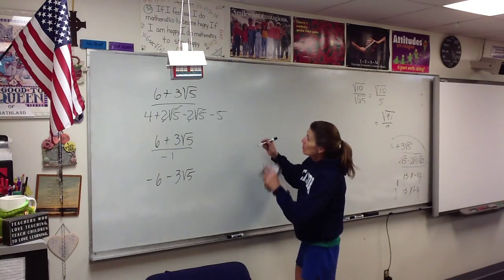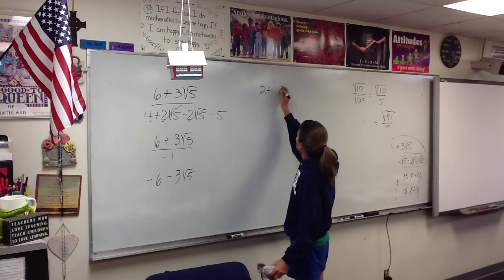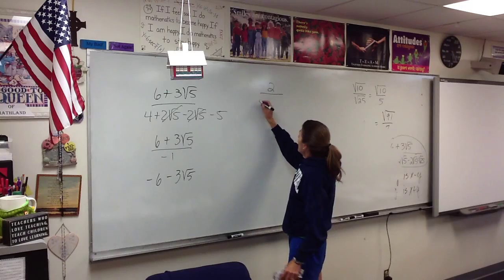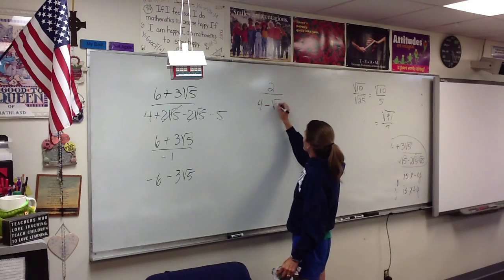All right, so let's try one more of these. How about 2 plus, or no. How about 2 over 4 minus root 3?